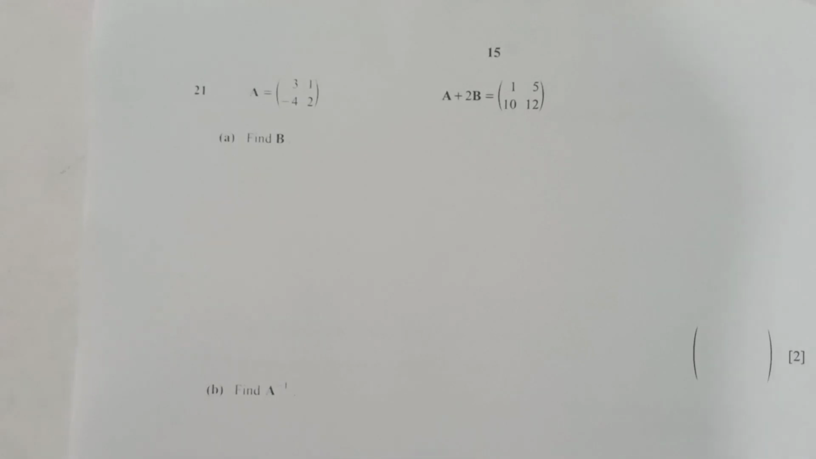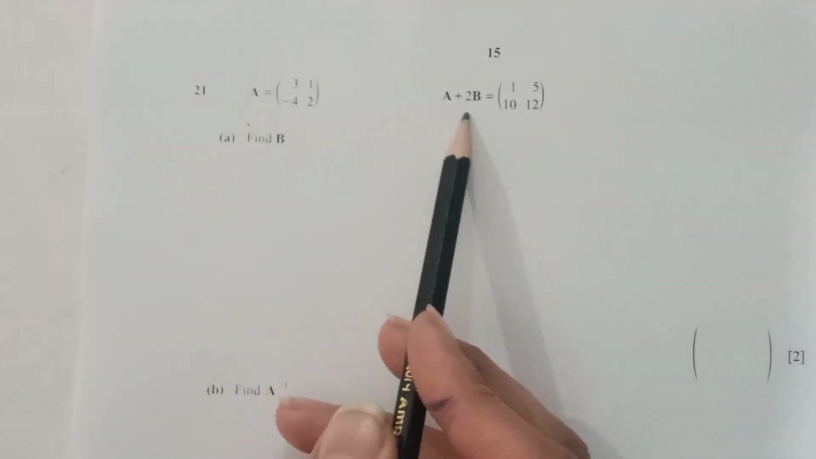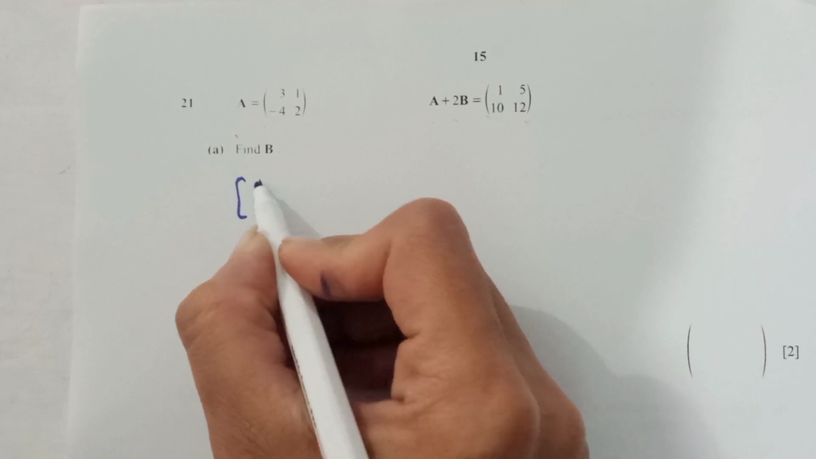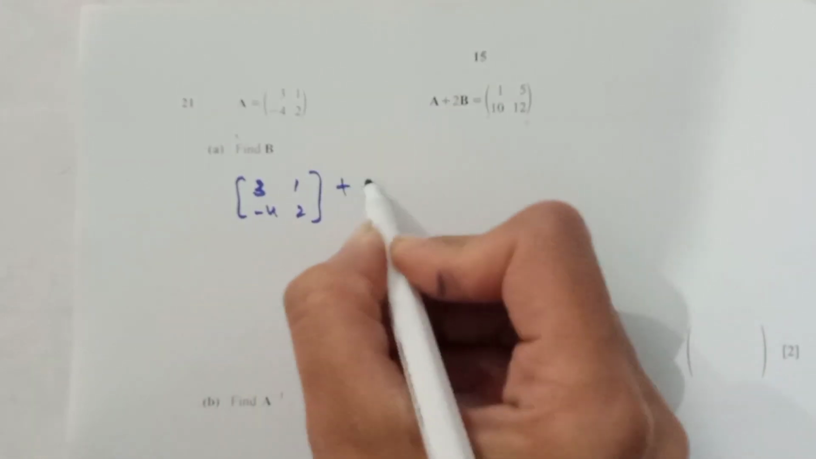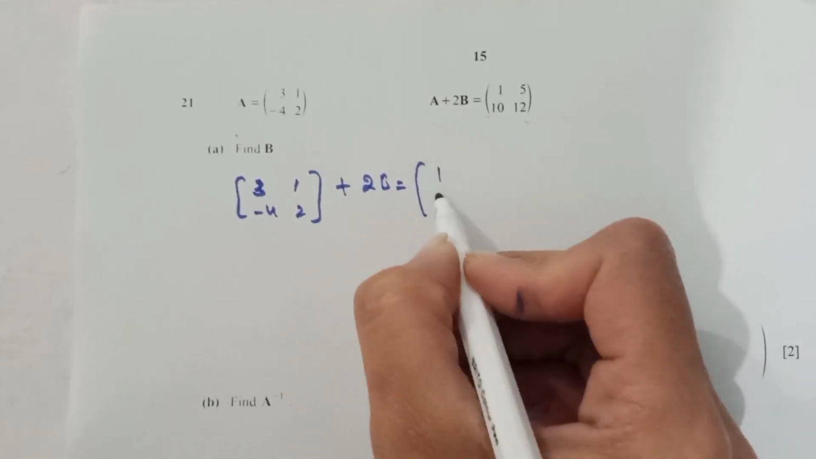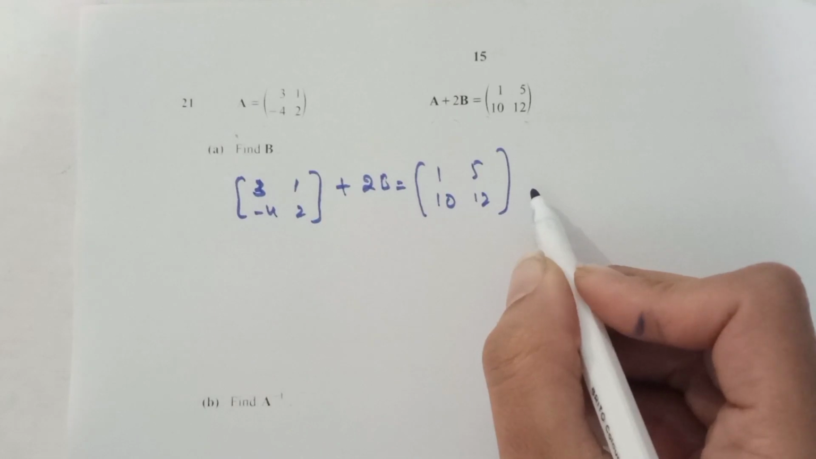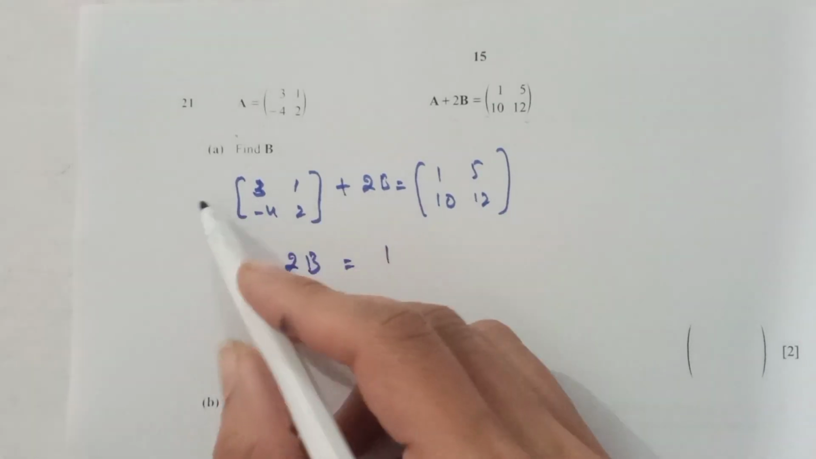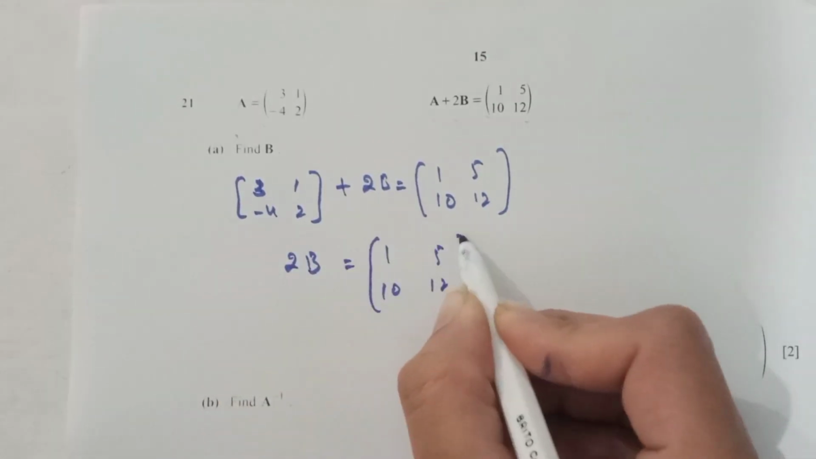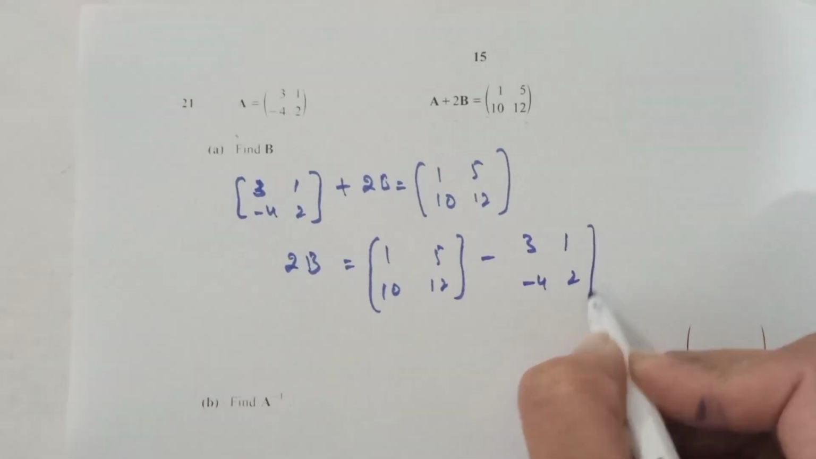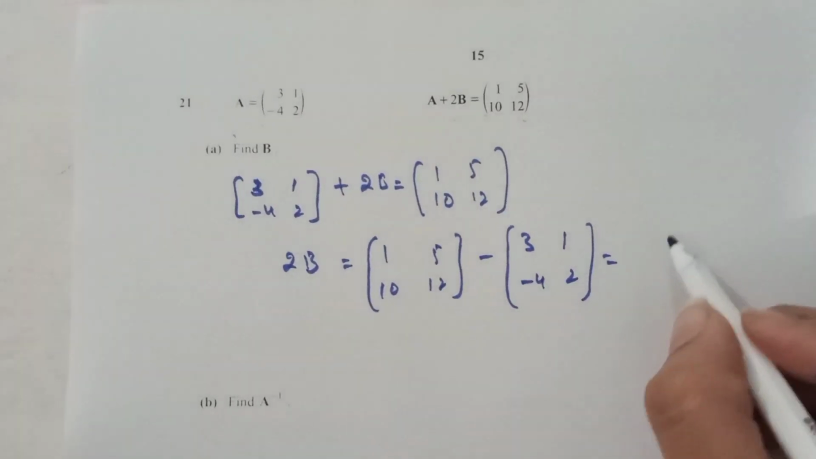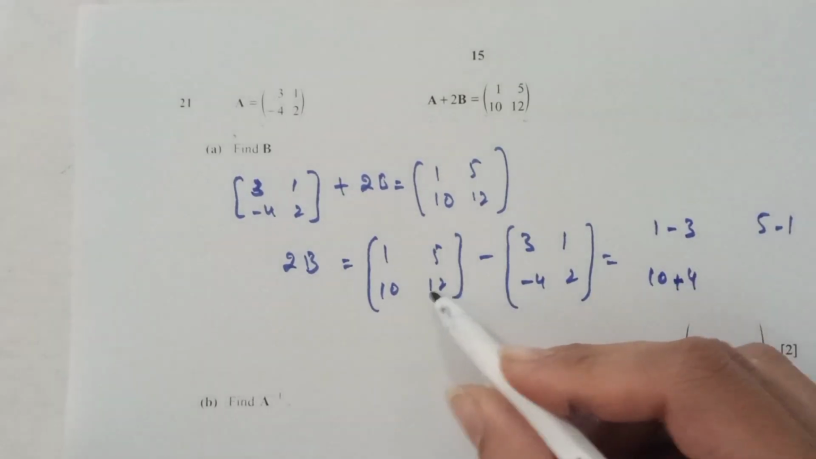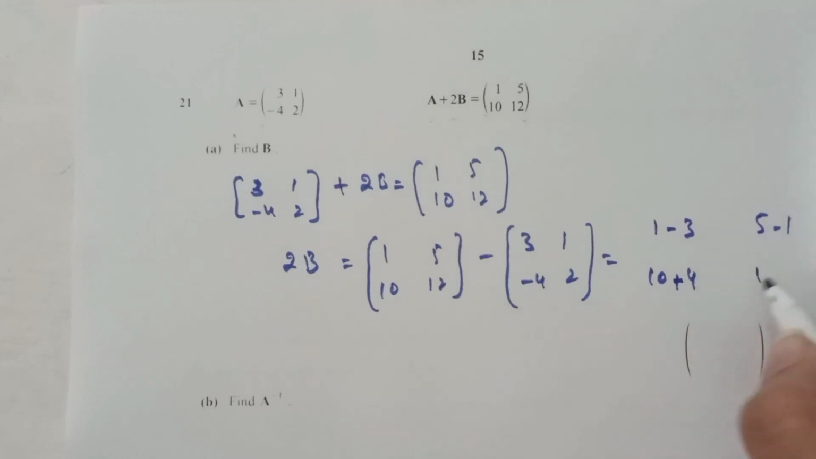Now students, question number 21 is given to us: A plus 2B is equal to this. We have to find the value of B. A is 3, 1, minus 4, 2, plus 2B is equal to 1, 10, 5, 12. When this matrix goes to this side, its sign changes from positive to negative, so minus 3, 1, minus 4, 2. We have to subtract the values: 1 minus 3, 5 minus 1, 10 minus 14, minus minus becomes plus, and 12 minus 2.